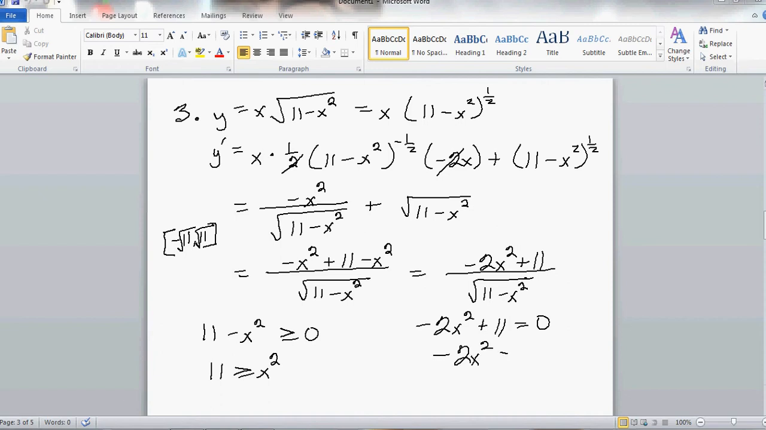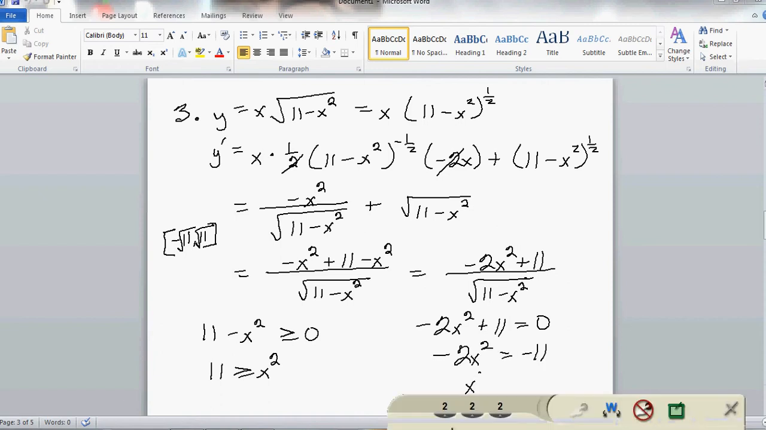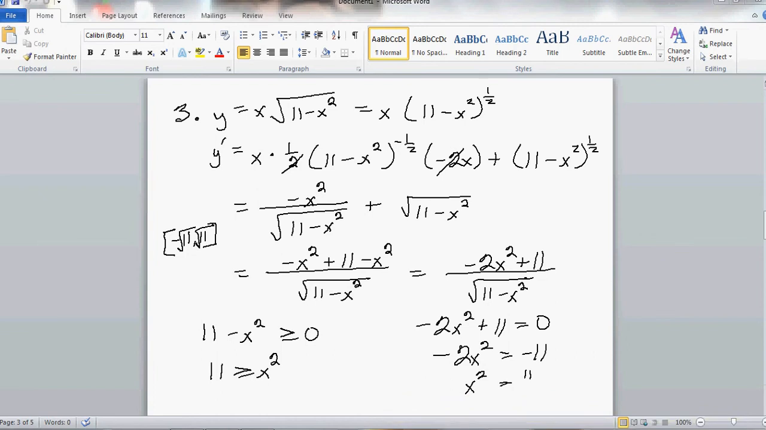Subtract 11 from both sides and divide both sides by 2, we get x squared equals 11 halves, and therefore x would equal plus or minus the square root of 11 halves, which we can just leave like that. There's no need to rationalize the denominator. So let's see what happens here.